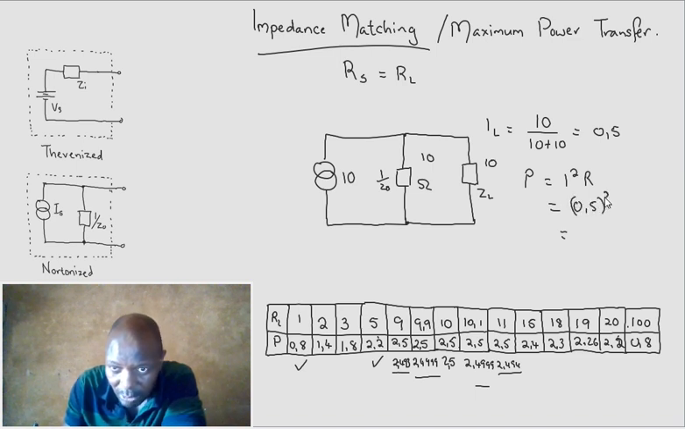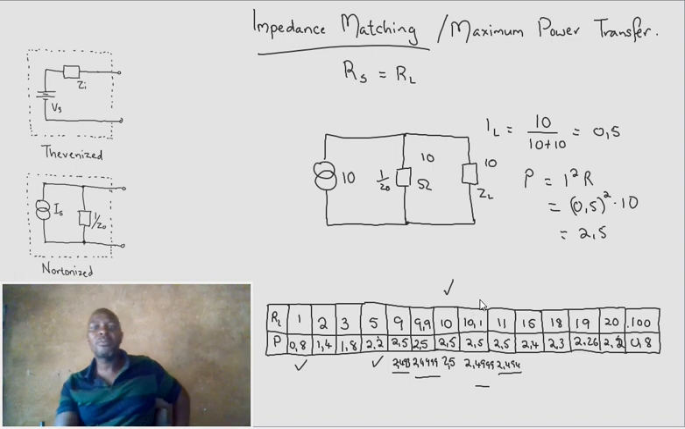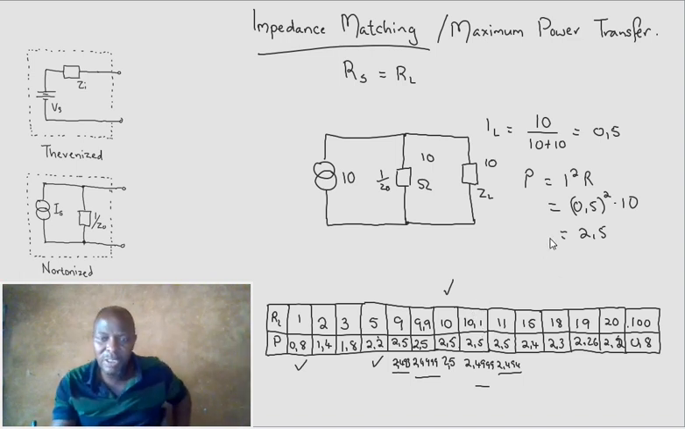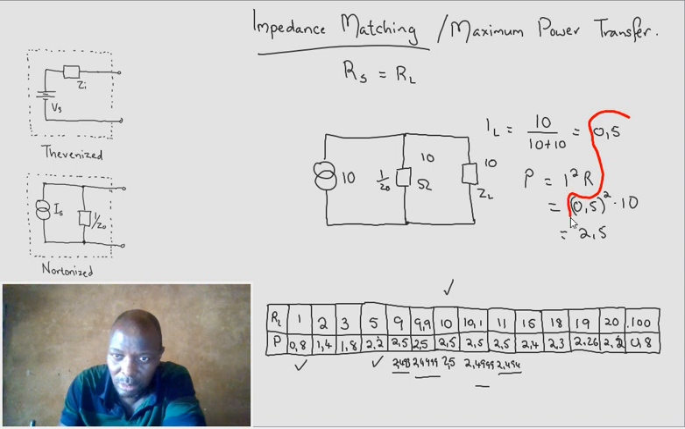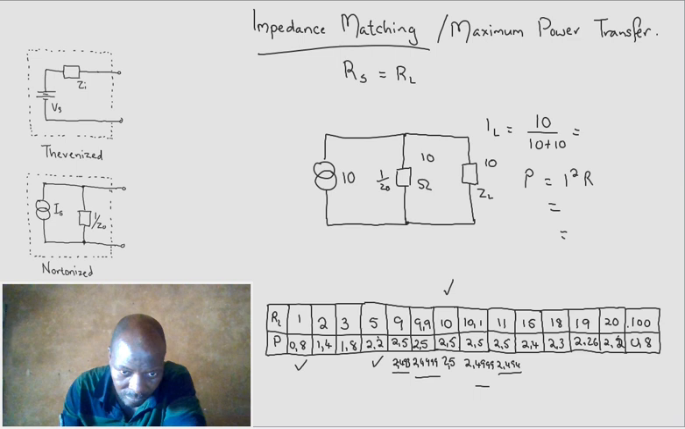We'll go and do this just to prove that it works the same way. We'll go and do the very last one, 100. This is 100. This is 10 over 110. If you remember, that's exactly where we started. 0.09.